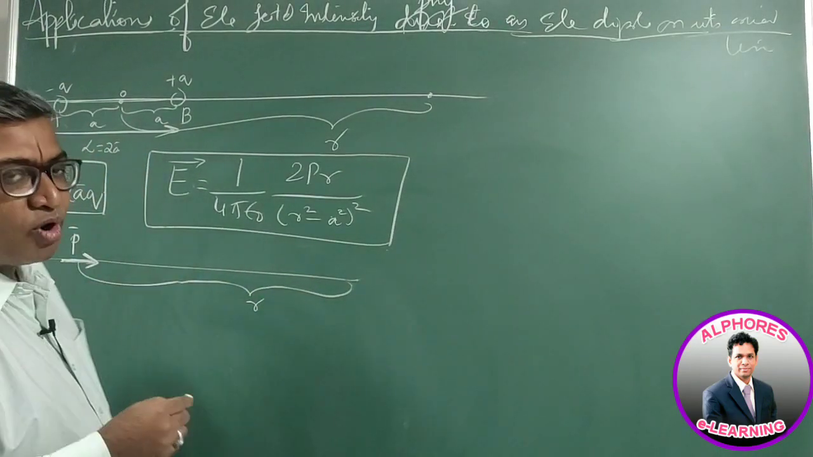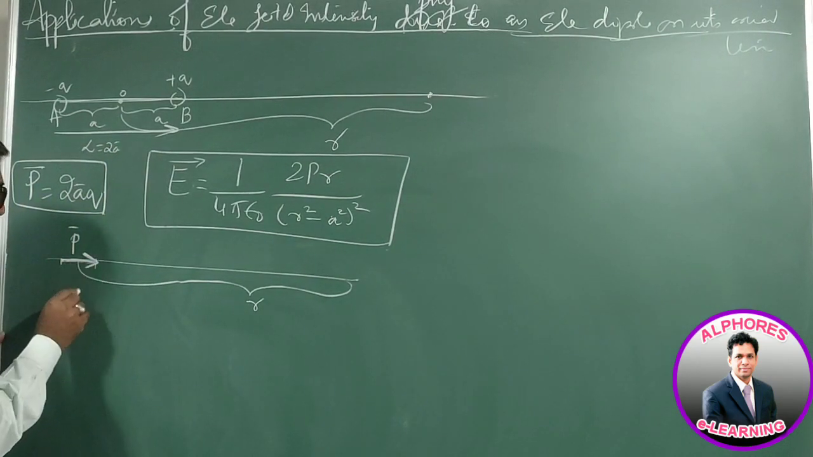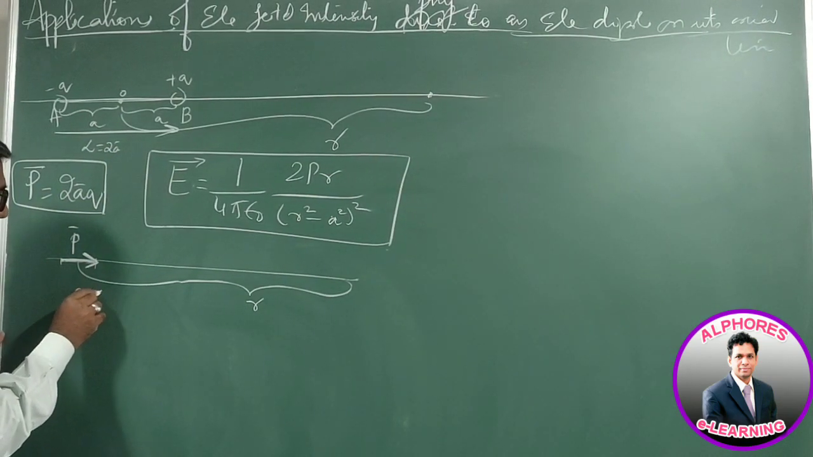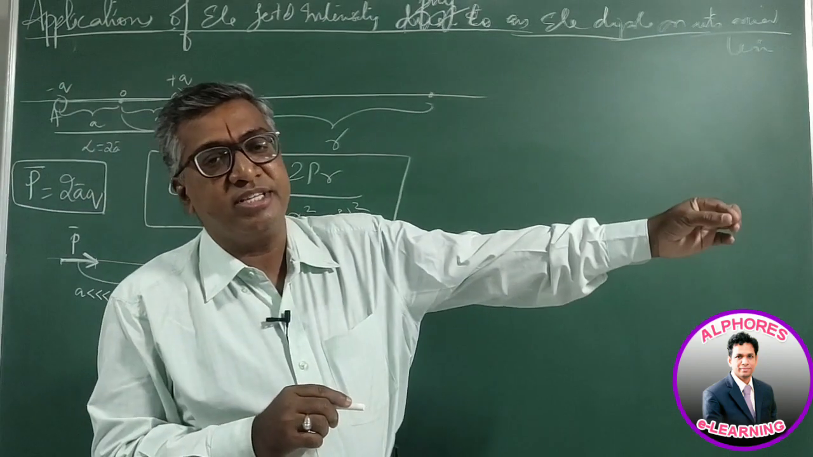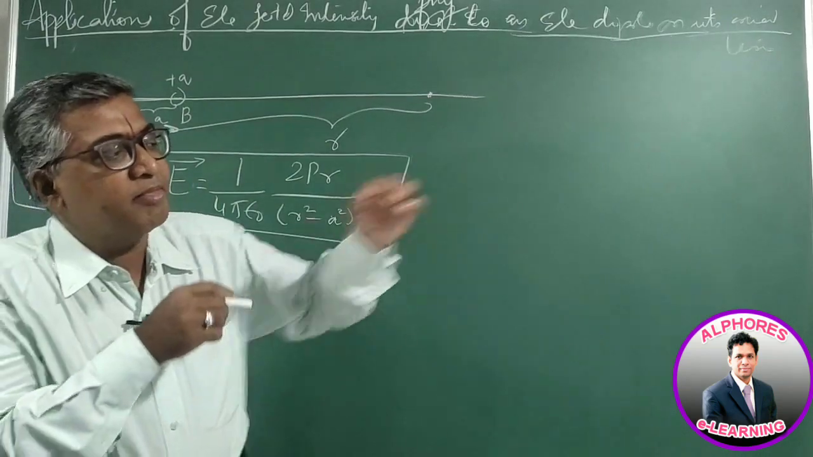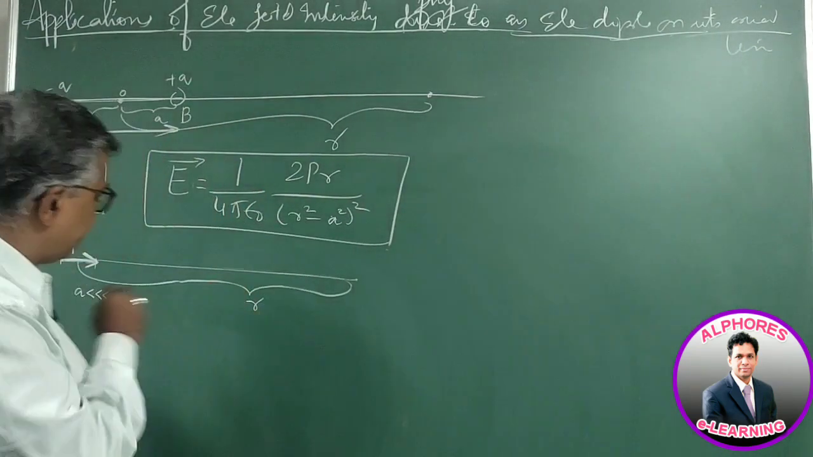So mathematically, what do I mean by short dipole? Short dipole in the sense the length of the dipole a is very much less than r. It is very much less than the distance of the point of consideration. I am considering the point to be at a distance r. Length of the dipole is a. a is very much less than r.